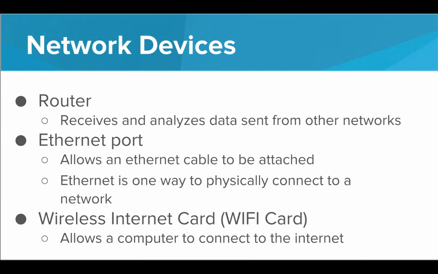Then we have a wireless internet card, or a Wi-Fi card, and this allows you to connect to a router by sending radio waves to the router. And so these are the different network devices: routers, Ethernet ports, and wireless internet cards. And that is a brief overview of some of the most important computing devices.